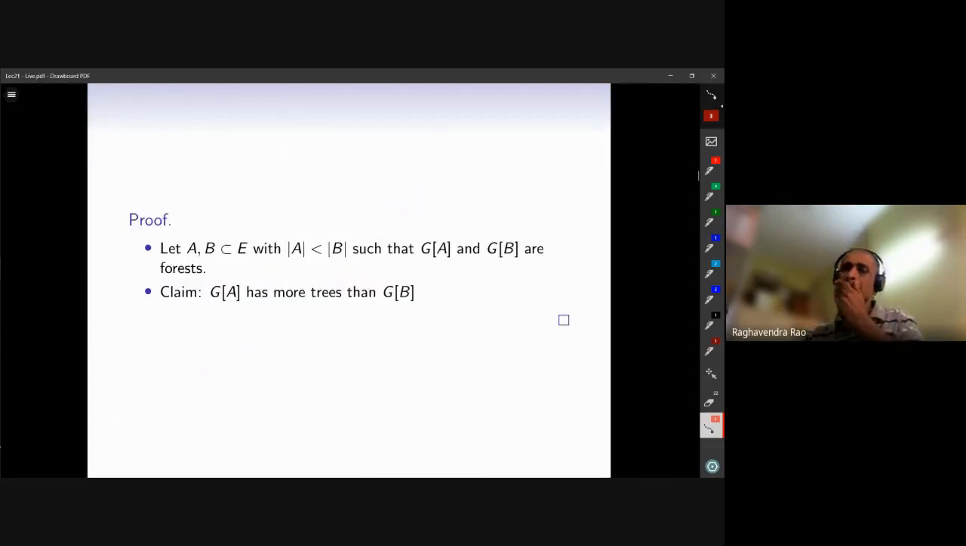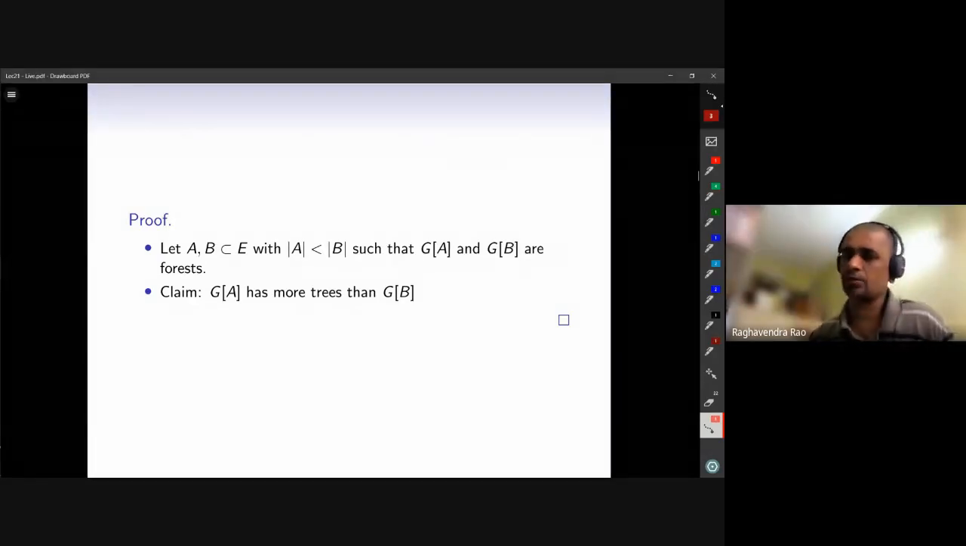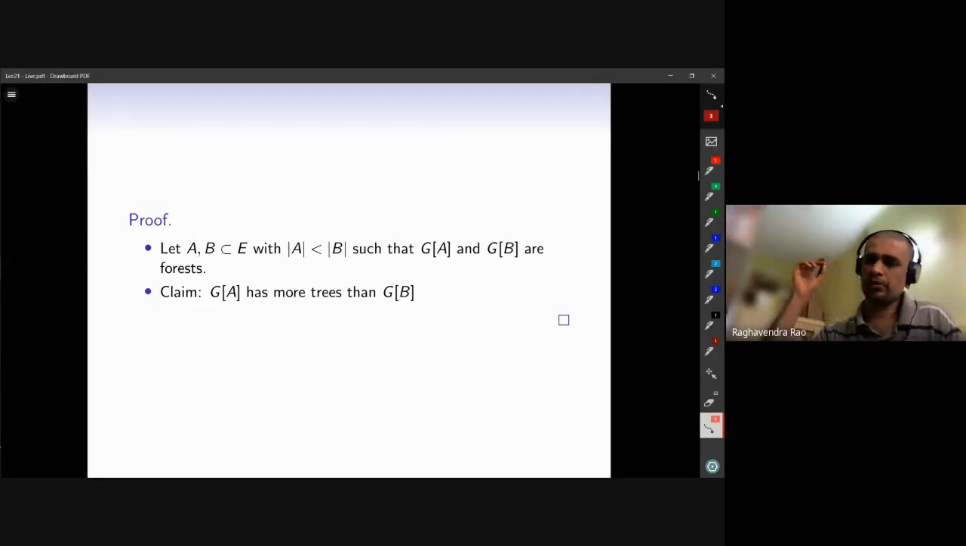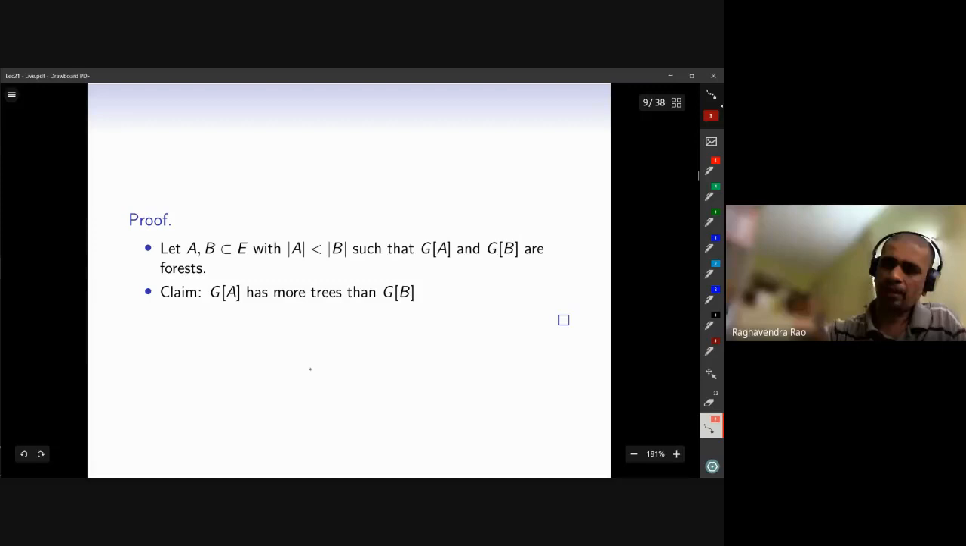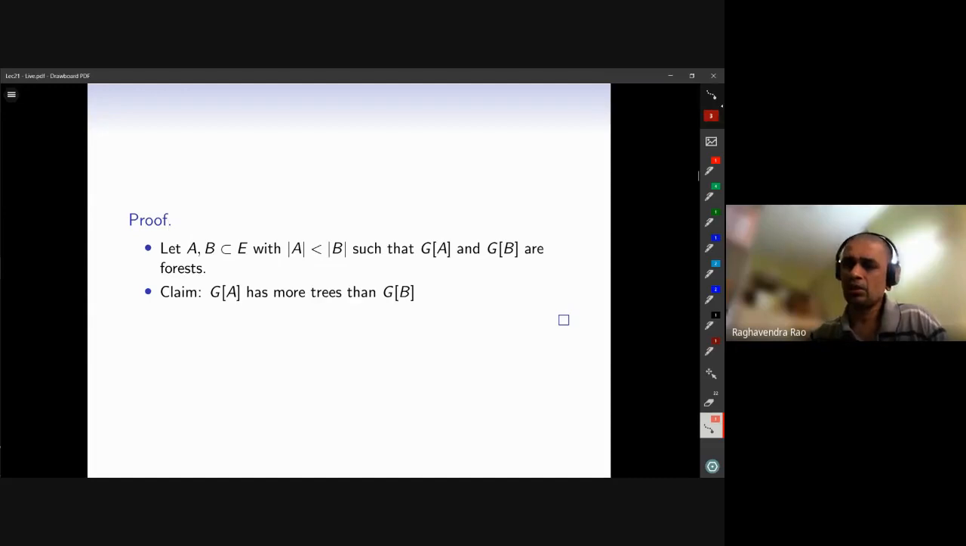So this argument is from the book CLRS, Introduction to Algorithms. Let's take any two subsets of edges such that the cardinality of A is less than the cardinality of B, and both are acyclic. That is, G of A and G of B are acyclic. The main claim that we are going to prove is based on counting the number of trees in A as well as the number of trees in B. The claim is that G of A has more trees than G of B.